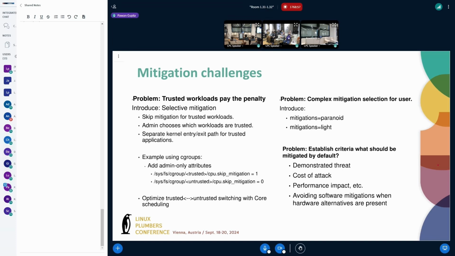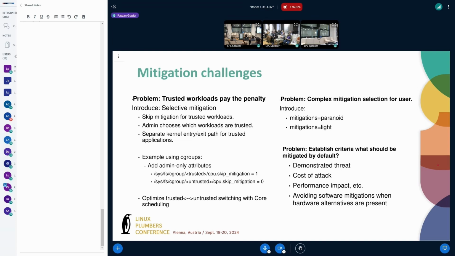Okay, so quickly going on to the main agenda. I'm talking here because I wanted to present the challenges that I'm currently facing on mitigating these CPU side channels.